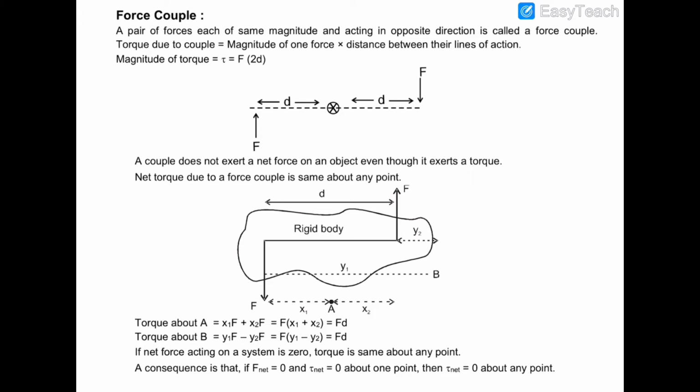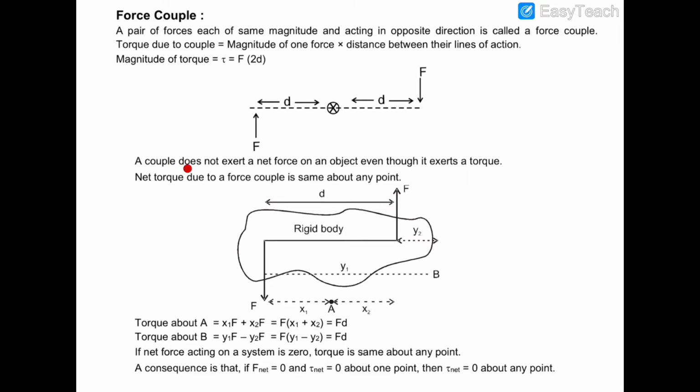You can see in this diagram that there are two forces of equal magnitude, but they are acting in opposite directions and they are separated by a distance of 2d from each other. So the torque on this system would be F into 2d. You can say that it is any one force multiplied by the distance between the two forces.